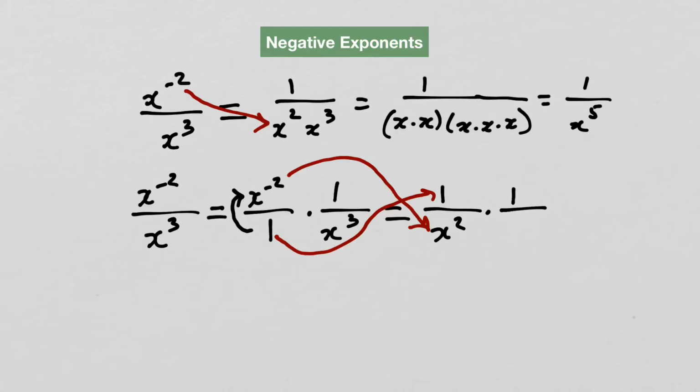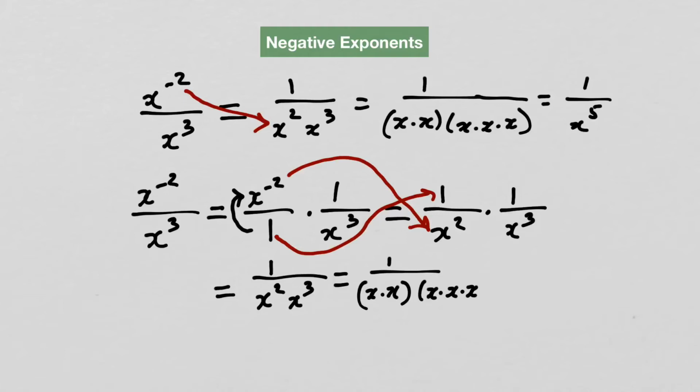Times 1 over x cubed. Okay, so now that becomes 1 over x squared x cubed. Okay, which now we're going to continue on like the first example. This becomes 1 over x times x times x times x times x. Okay, that is 1 over x to the, how many x's are there? 1, 2, 3, 4, 5. 1 over x to the 5th power. Okay?